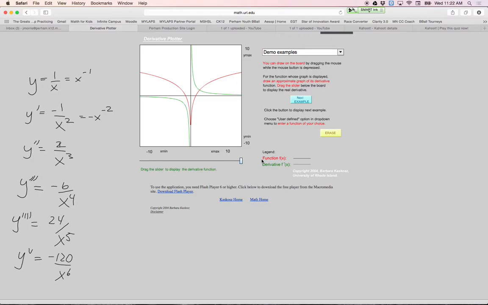Because anytime it's an odd exponent on bottom, it's boomerangs. Anytime it's an even exponent on bottom, it's volcanoes. And then the only thing that changes is the signs also alternate.